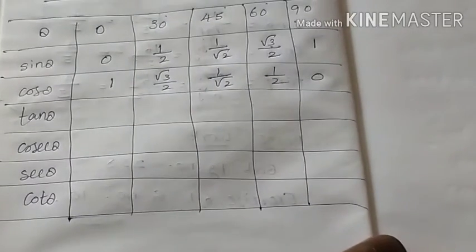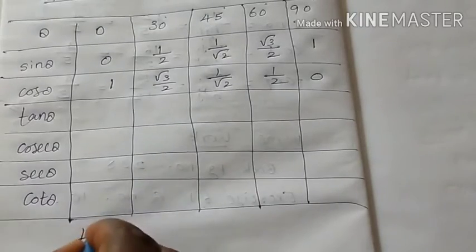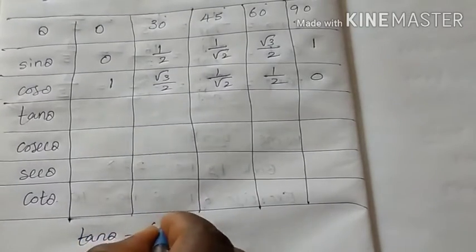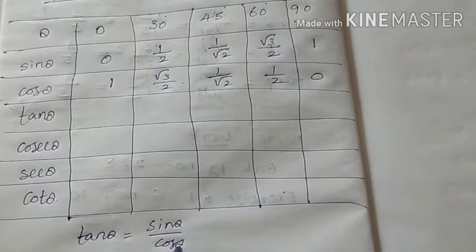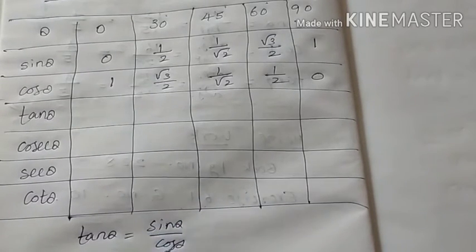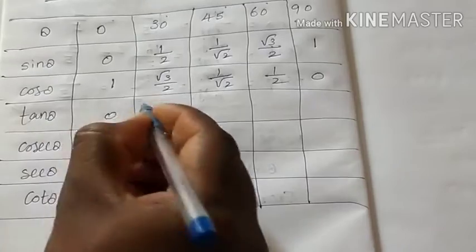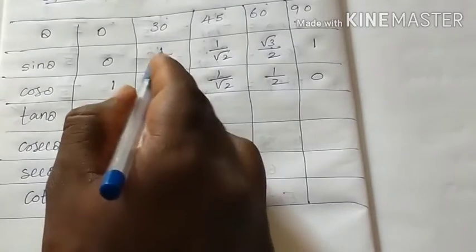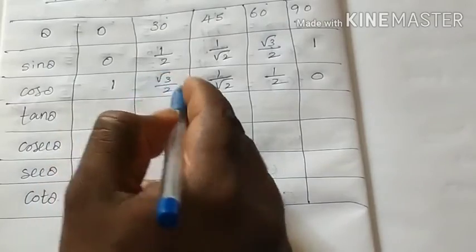Then tan theta is equal to sin theta divided by cos theta. This is the formula. Dividing the two values, we get the tan value. 0 by 1 is 0. Then 1 by 2 divided by root 3 by 2: the 2s are cancelled, so 1 by root 3.